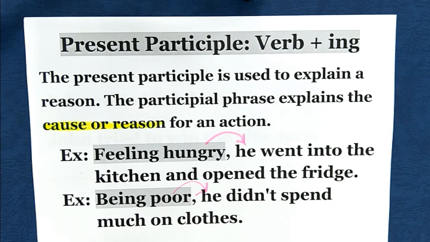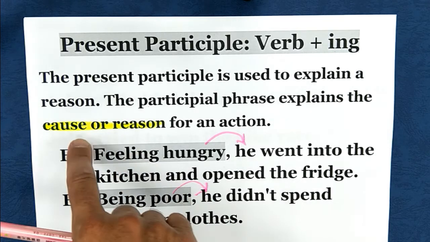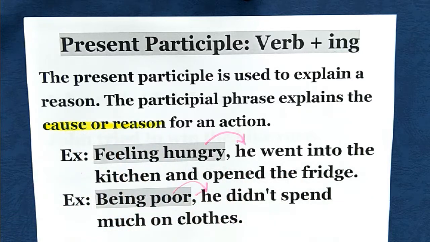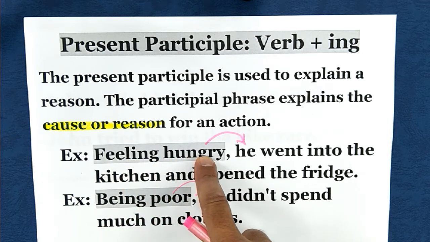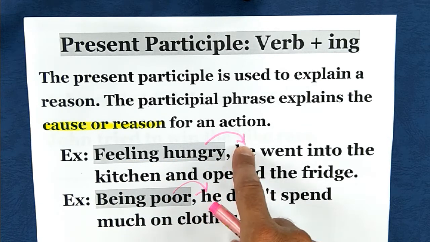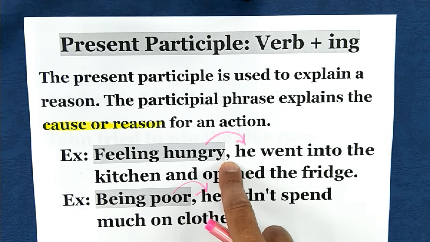All right. Again, this is a very, very popular way to use the present participle phrase. You're telling the cause, the reason, why. Why is this happening? And again, look. The present participle phrase is standing in front of the subject. In front of the subject. Notice the comma.